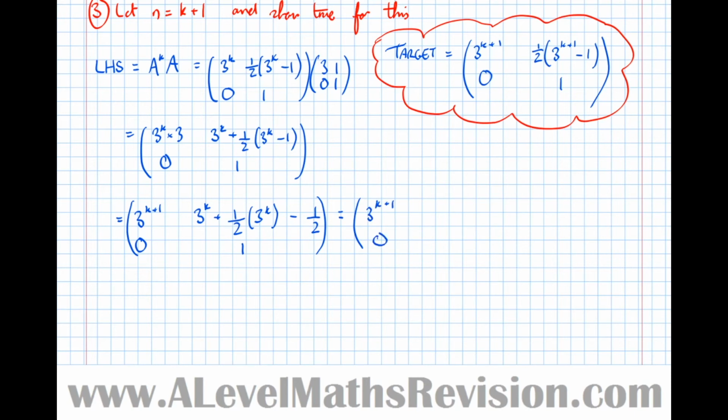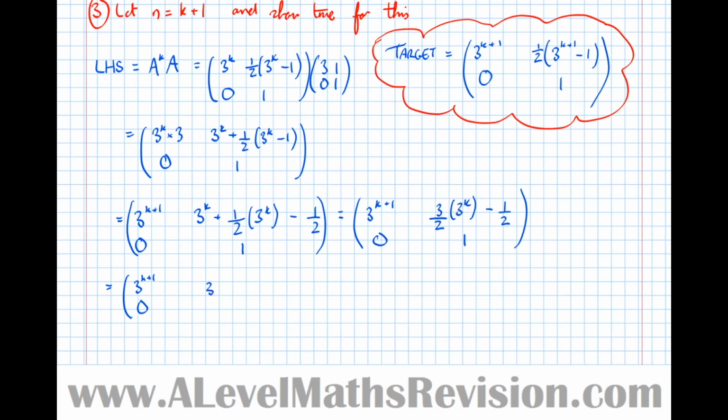And here again, 3 to the power of k plus half of 3 to the k is 1.5 lots of 3 to the k, 3 over 2 lots of 3 to the k, take 1/2, 1 there, equals 3 to the k plus 1, 0, almost there. So this 3 here, we're going to now bring into here. So that says 3 times 3 to the k. So we're taking that 3 into this.